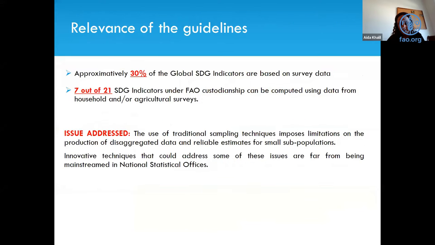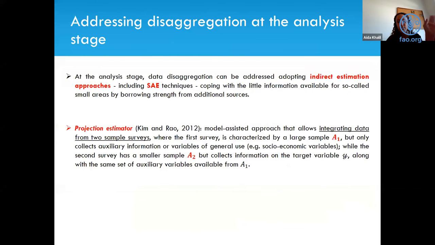Okay, so at the sampling design stage, we saw data disaggregation at the design stage. For the analysis stage, as I was saying, data disaggregation can be addressed by adopting indirect estimation approaches. The guidelines develop some of them, which may be useful. I will not enter into the detail, but they may be useful to achieve data disaggregation at a very detailed subnational level.